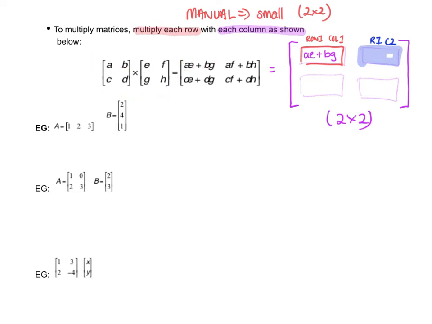So I'm going to use that one. I'm in row 1, so I'm going to use row 1 with column 2. Can you see that's why I'm going A with the F and the second one with the second one? So it ends up being AF plus BH in there.